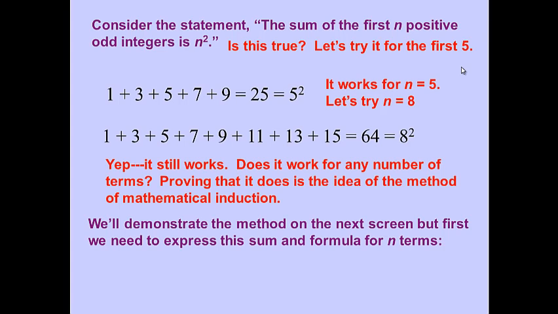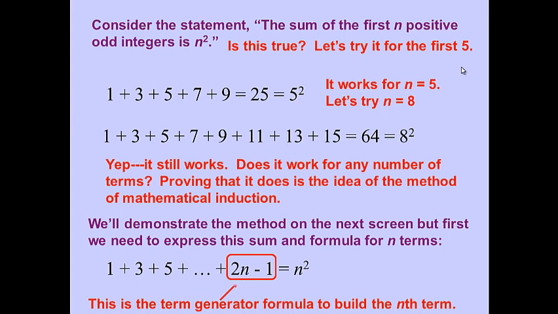So first of all, we need to write a formula for the nth term. Since we're just looking at specific numbers here, we need to know a general term. So we would write 1 plus 3 plus 5 plus up to 2n minus 1. Let's just convince ourselves that 2n minus 1 is the term generator formula to build the nth term. So for example, 9 is the 5th term in the sequence. 2 times 5 minus 1 is 9. 13 is the 7th term in the sequence. 2 times 7 is 14, minus 1 is 13. So in other words, if I plug any number for n in here, I'll get the nth term.